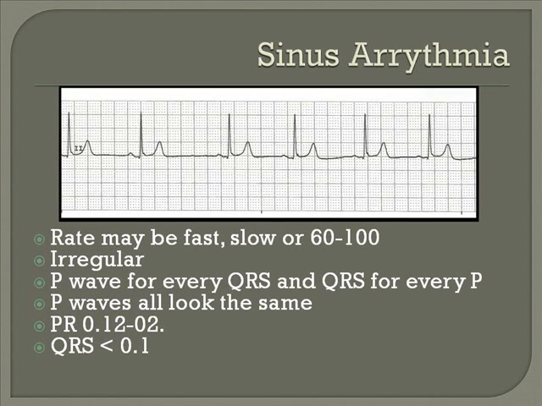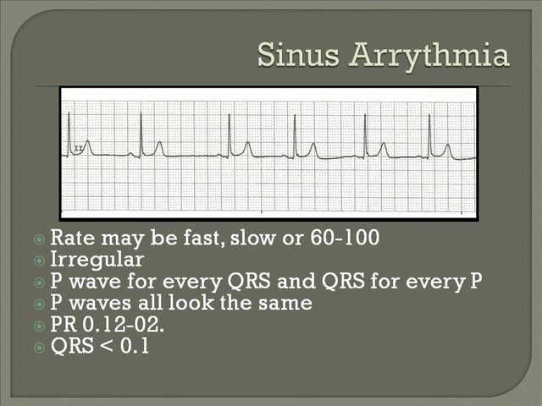This type of rhythm is similar to the first three that we've looked at. The only difference being that it happens to be irregular. We can define it as a sinus rhythm because we do have P waves with all the QRSs and they do all look the same. But when we measure from R to R, it happens to be irregular.